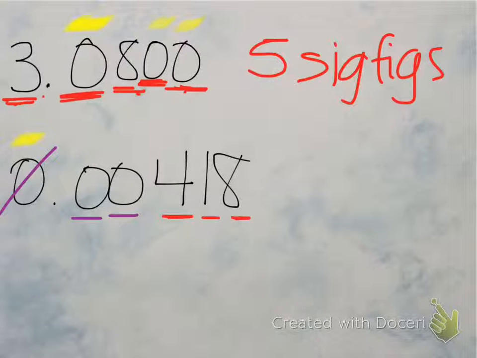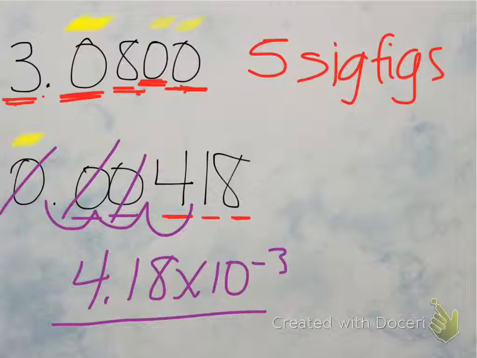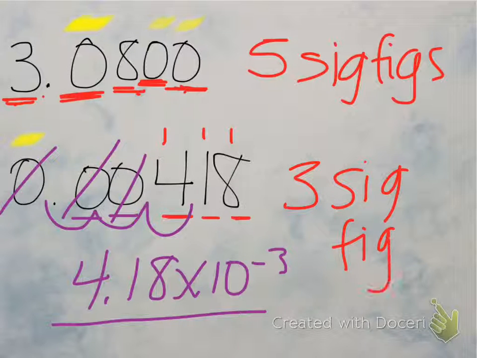These two right here are simply placeholders because I could rewrite this as 4.18 times 10 to the negative third, because 1, 2, 3 spots. So these are simply placeholders because they get dropped when I write it here. So that leaves me with 1, 2, 3 sig figs.